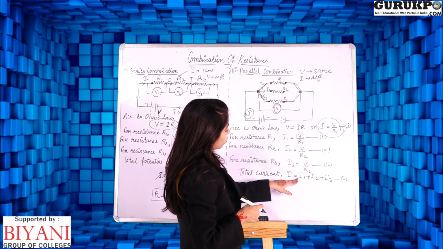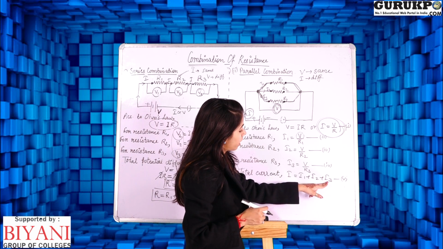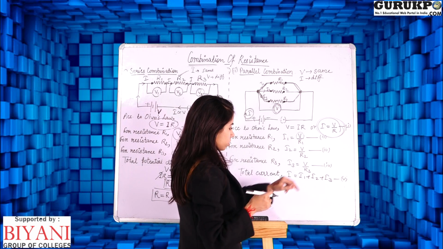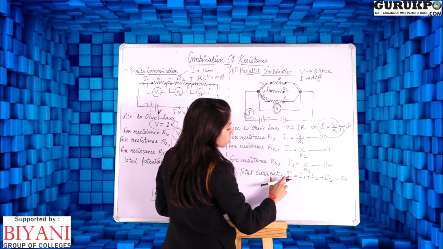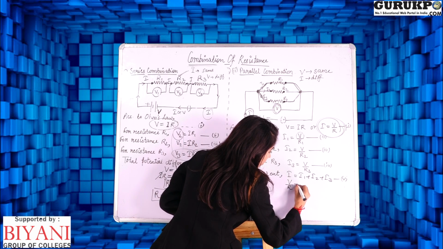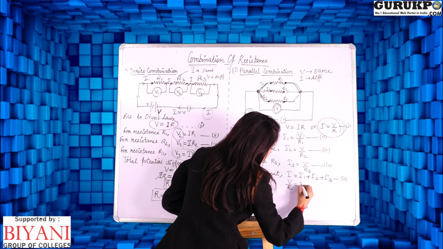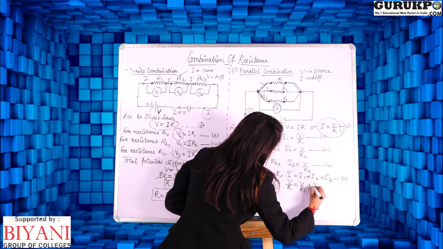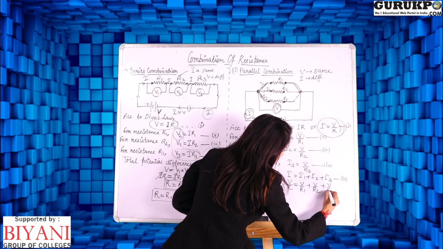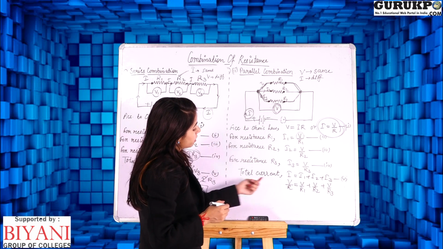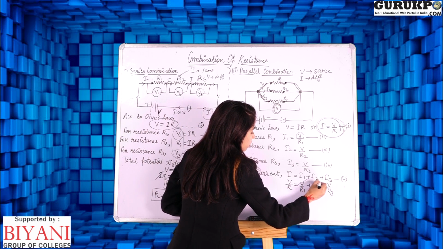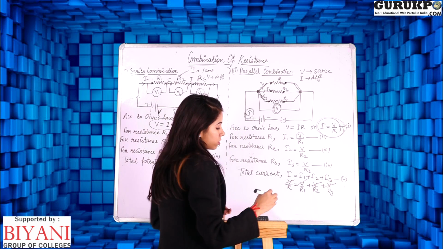Now we will substitute the values of I, I1, I2, I3 from equations number 1, 2, 3 and 4. From equation number 1, we can see that I is equal to V by R, so this will be V by R. I1 will be equal to V by R1, I2 will be equal to V by R2 and I3 will be equal to V by R3. Now you can see that V is common on the left hand side and right hand side, so these will get cancelled out from both the sides.